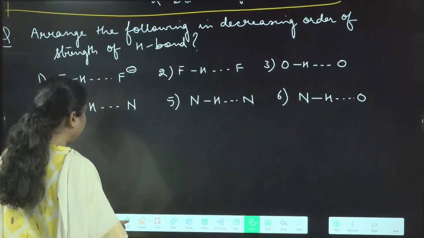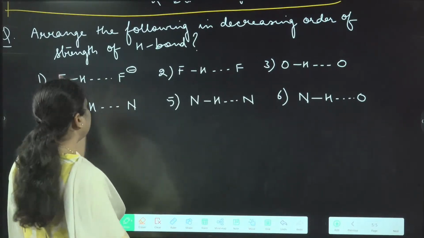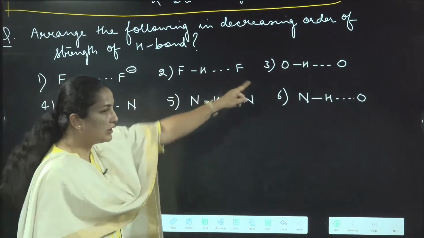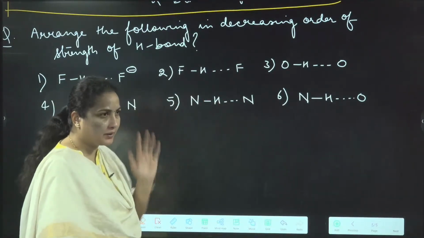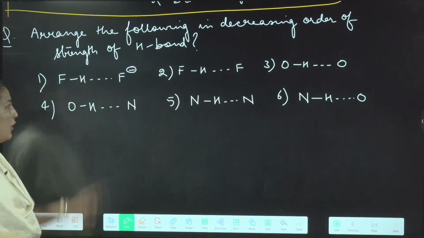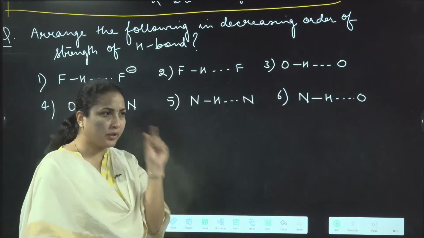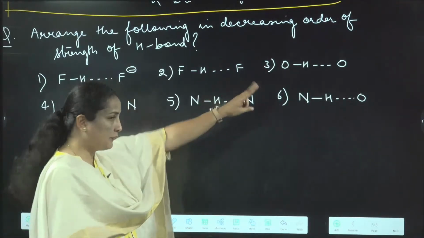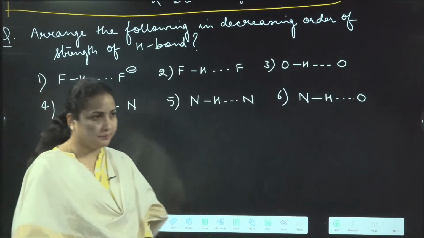So the first thing we are able to see is delta EN. Based on the delta EN, you will be able to realize the first and second are more than the third and fourth. And then the third and fourth are greater than the fifth and sixth. This much is clear to all of you. First and second is going to be more than third and fourth because delta EN for FH is greater than delta EN for OH. Is this much digested?